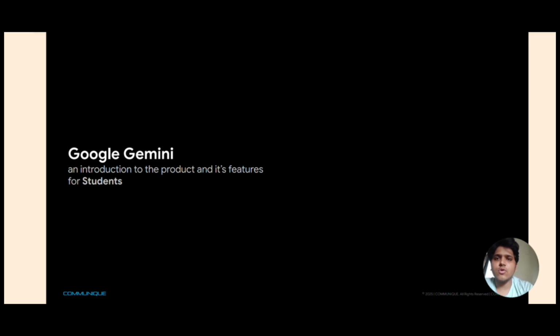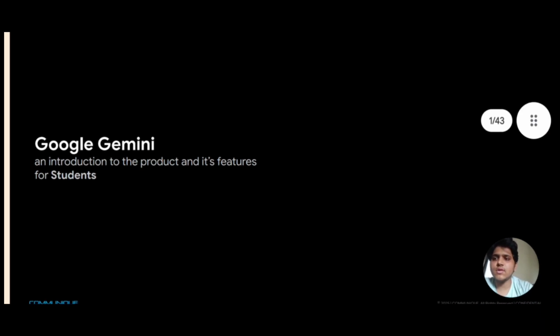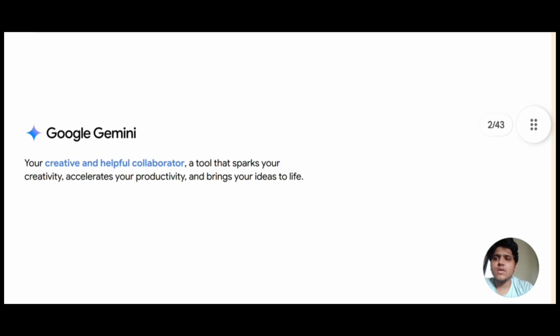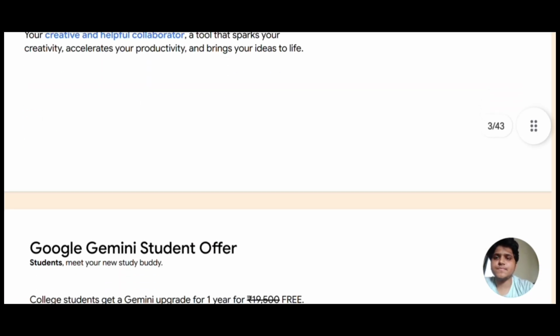Firstly, let me explain what Google Gemini is. We'll start with an introduction to the product and its features for students. So basically, what is Google Gemini? It is your creative and helpful collaborator, a tool that sparks your creativity, accelerates your productivity, and brings your ideas to life. For example, if you have any ideas in your mind, you can just give the prompt and Gemini will generate the most suitable type of answer for you. If you want to learn some programming language or create some schema, you just need to give the prompt to it and it will give you a best response.